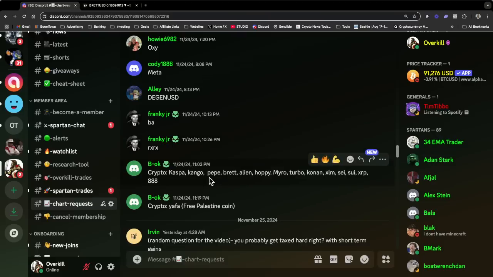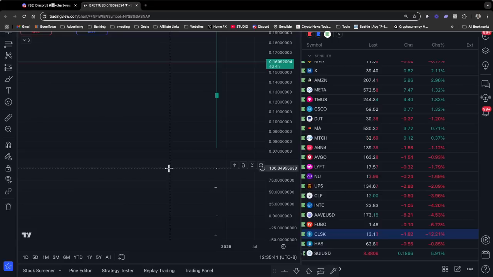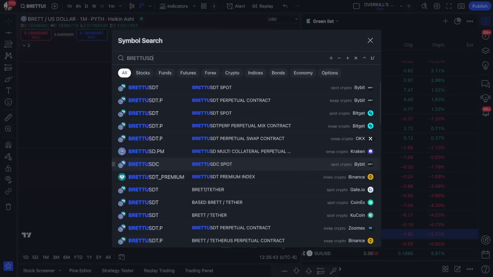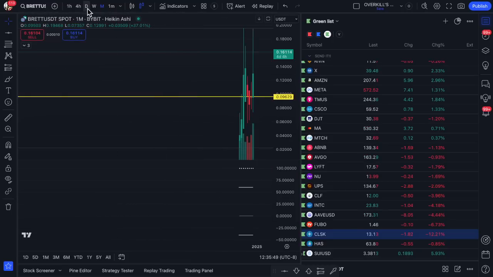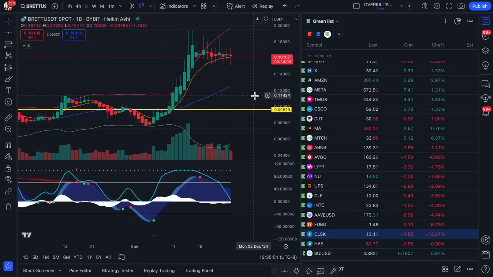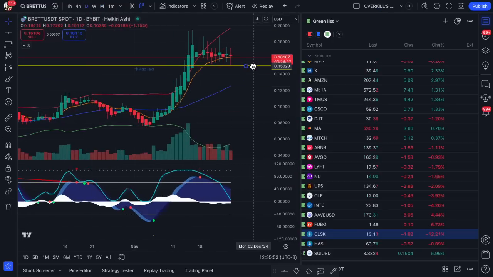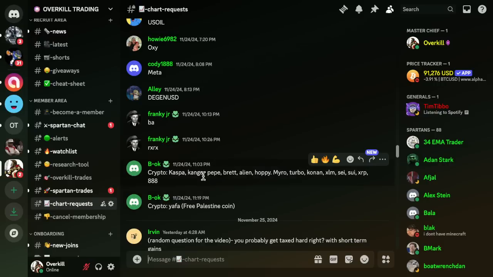BRETT. That one just looks brand new. Where are you at here? Okay, there's a little more data on Brett here. It's consolidating right now, so it's just going sideways. Make sure it holds 15 cents. The stochastic's back down there on the floor, so 15 cents is your stop loss on Brett.